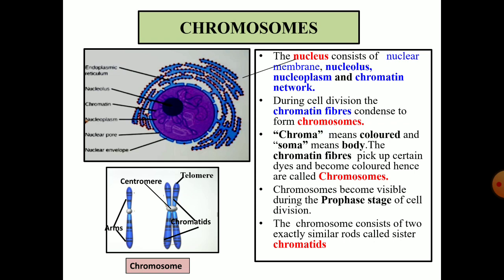The only difference is this chromosome, we say it is made up of 2 sister chromatids. These rod-like structures are called chromatids.